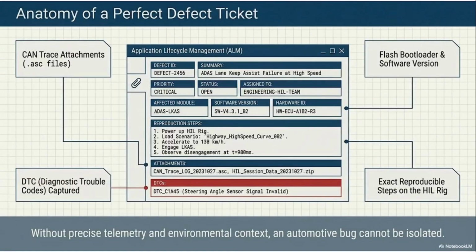A defect is only as good as its data. A perfect ticket includes the software version, hardware ID, and the diagnostic trouble codes, DTCs. Most importantly, it must have CAN trace attachments or ECU measurements and exact, reproducible steps on the HIL rig. Without this environmental context, an automotive bug simply cannot be isolated.